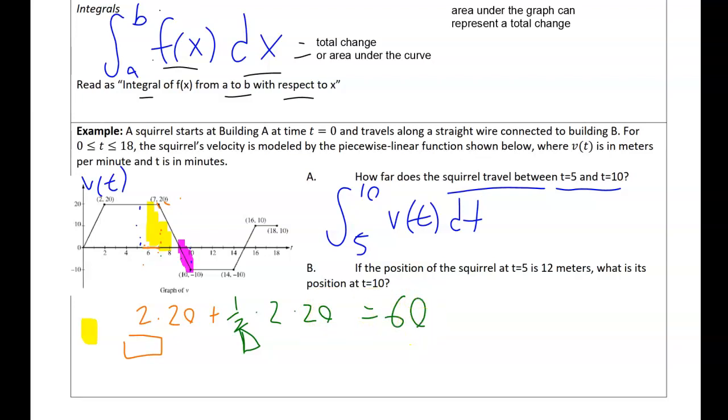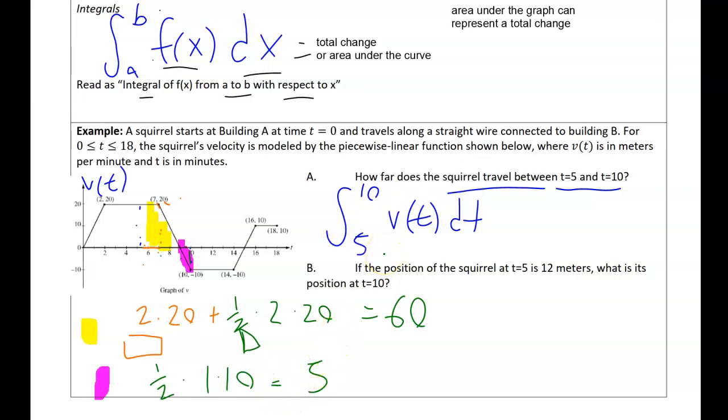And then for my purple piece, it's again a triangle, so it's just going to be 1/2 times a height of 10 going down, that's the negative 10, and a base of 1, because it just goes from 9 to 10. Okay, so I'm just applying area formulas that you know to the graph, and I'm getting the values off the graph.